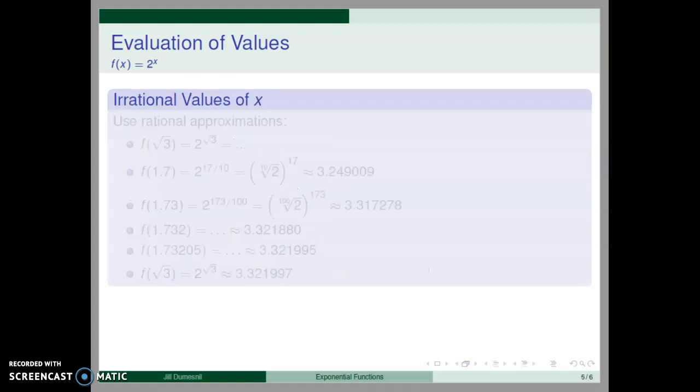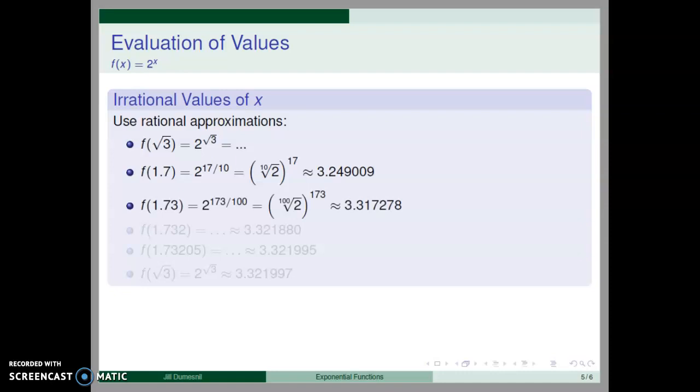The question then is how to evaluate f of x equal 2 to the x power for irrational values of the exponents. We will use rational approximations. Suppose, for example, that we want to evaluate f of the square root of 3, that is, 2 to the square root of 3. We start with a rough approximation. The square root of 3 is approximately 1.7, and we use radicals as before. We can use a better approximation of the square root of 3 as 1.73, or an even better one as 1.732, and we can continue approximating the square root of 3 with more and more decimal places until we get a good enough value for f of root 3, which is 2 to the square root of 3.